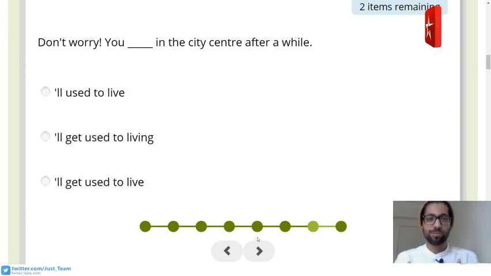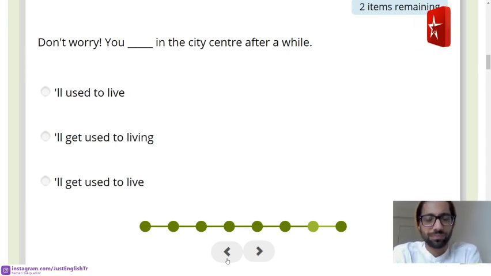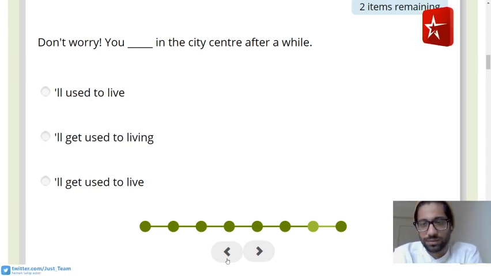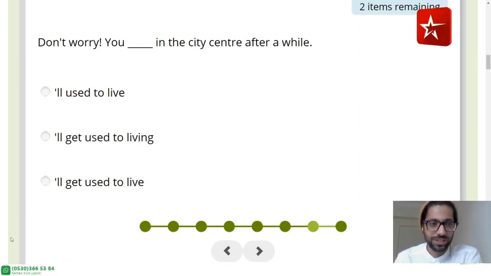Don't worry, you blank in the city center after a while. It's the process of becoming familiar with something because you are already in the city now. So he's trying to make you feel good, like telling you don't worry and it'll be good. So which one? Miss Sudan, she say B.